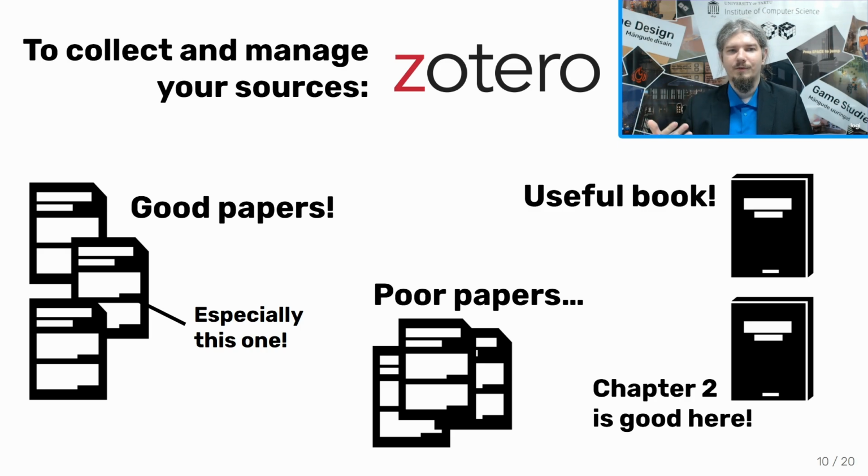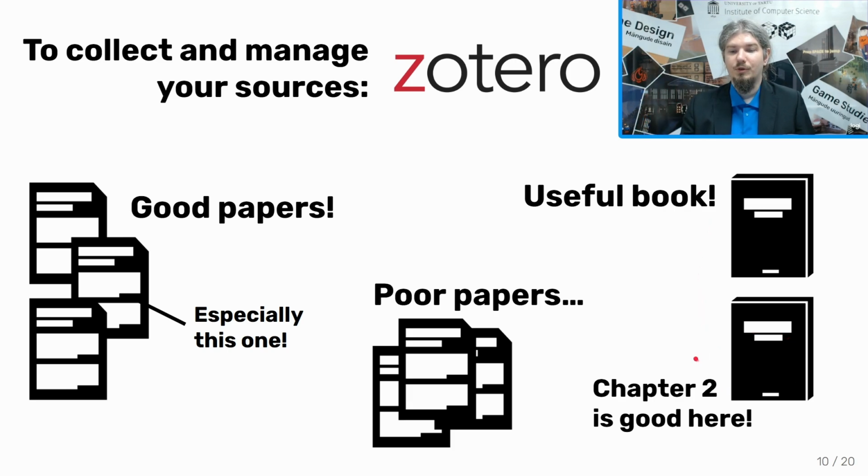Zotero is a software that helps you collect and manage your sources. In Zotero, you can make different folders for, let's say, good papers, and you can make a note that especially this one is very good. This is what you want to cite most often in your thesis. There might be some poor papers, so you have found some papers, but maybe you can cite them somewhere, but they're not really that beneficial. You can cite them as, look, someone else has tried to do something, but that really isn't what we are trying to make. You can also categorize some useful books there.